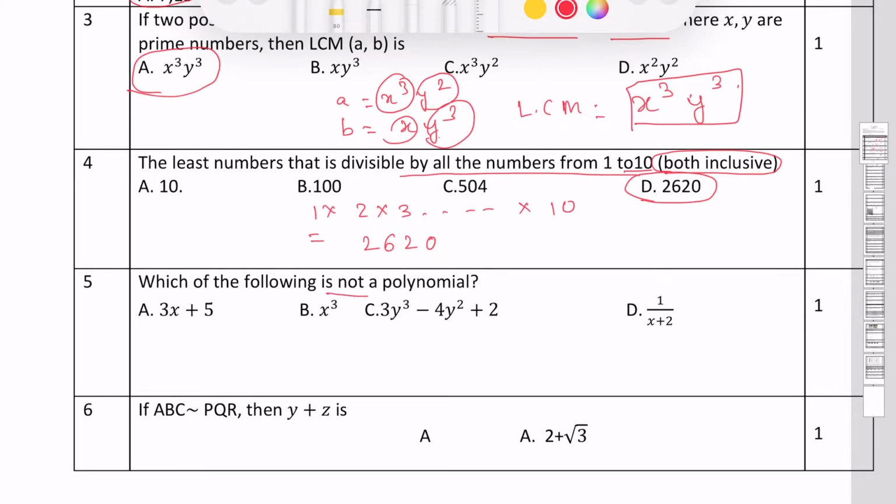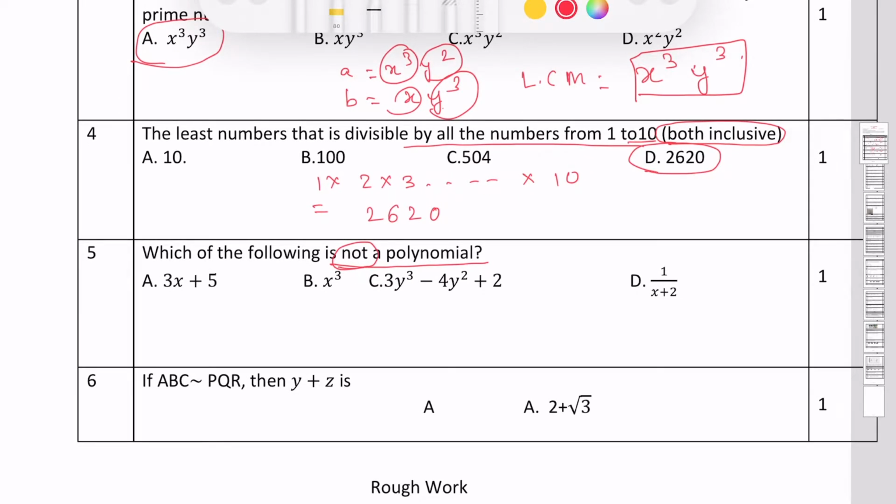Which of the following is not a polynomial? You have to be careful. The question is not a polynomial. So what is a polynomial? The power must be a non-negative integer. So we see here it is positive power 1. Here also cube is there. Here also we have cube and square. But here we see that it has a negative power. So it is not satisfying the properties of polynomials. So D is not a polynomial.